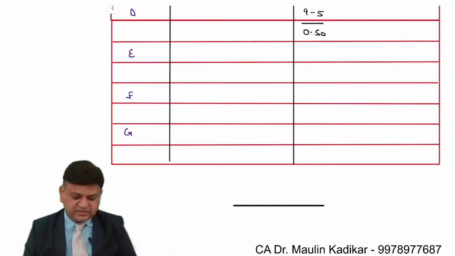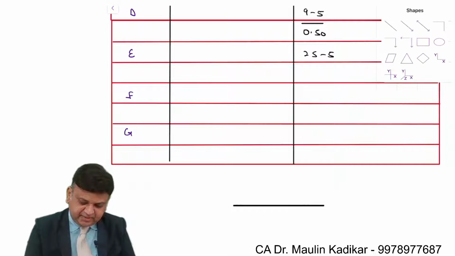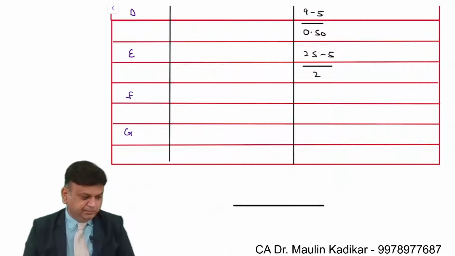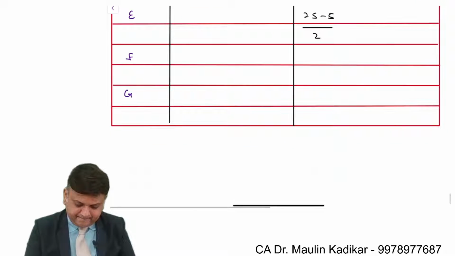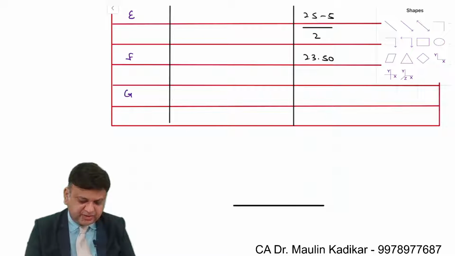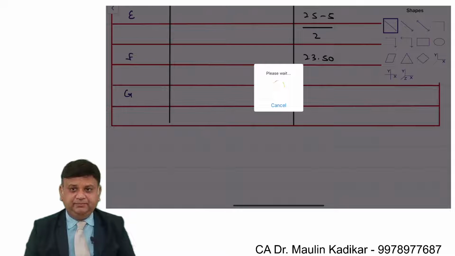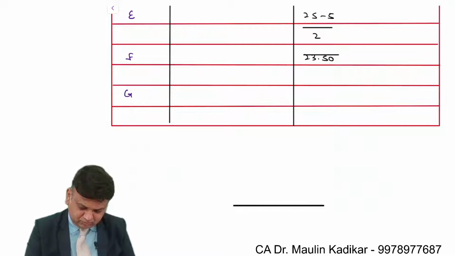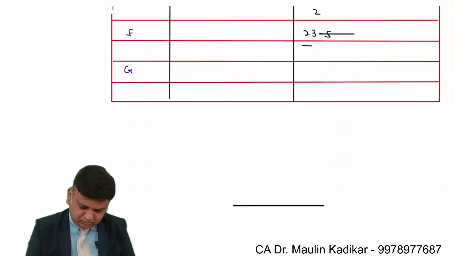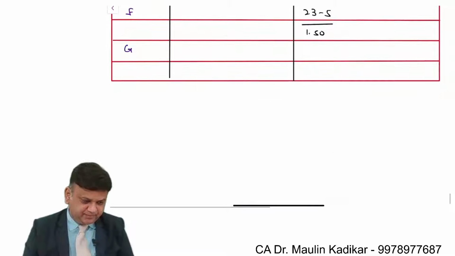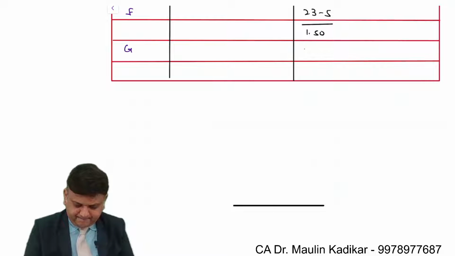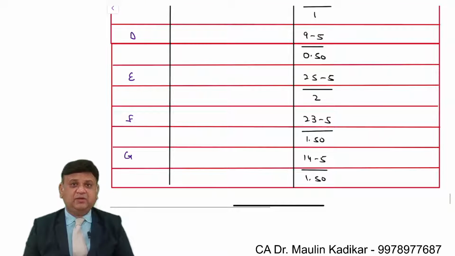For security E, it is 25 minus 5 divided by 2. For security F, it is 23 minus 5 divided by 1.5. For security G, it is 14 minus 5 divided by 1.5. This is the way we are required to make the calculation.